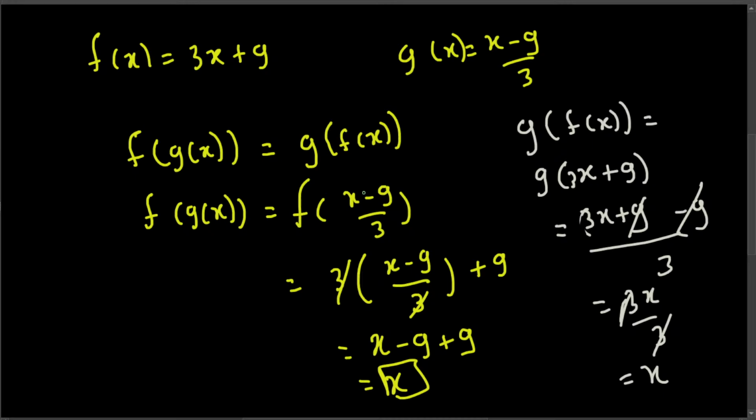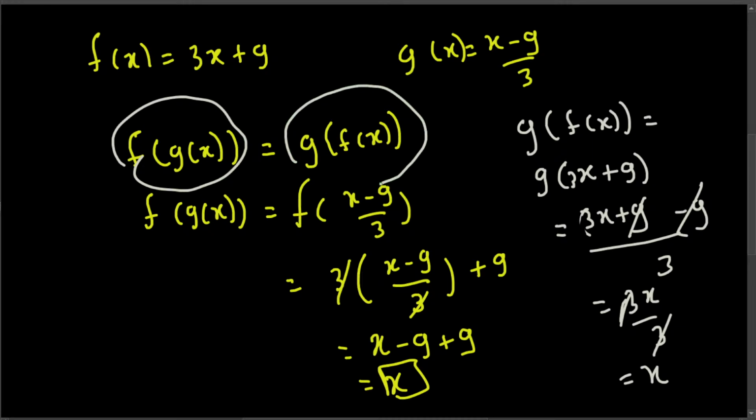Therefore you can see it's satisfying this condition, f of g of x is equal to g of f of x. Therefore we can say these two functions are inverse to each other. These are inverse functions, they are inverse to each other.